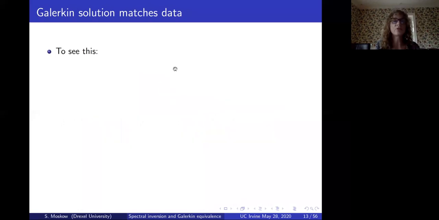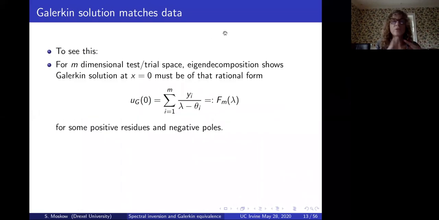To see why this is true, just for a quick overview of the proof, it's not long. Well, why? Because we have m-dimensional test and trial spaces. And so we can just do an eigen decomposition of the Galerkin solution, using the Galerkin eigenfunctions. And you see that you must get that U sub G of 0 is given in this rational form for some positive residues and negative poles.